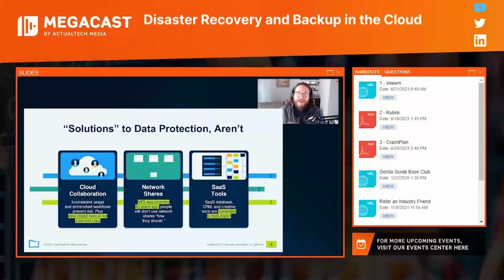Cloud collaboration is effectively just network shares and folder redirection with a nice new veneer on it, and it happens to be in the cloud, right? It's exactly the same tool. It's just not solving the backup problem. And I'll dig in a little bit more as to why it doesn't solve the backup problem in a couple more slides here. The last thing on here is SaaS tools.